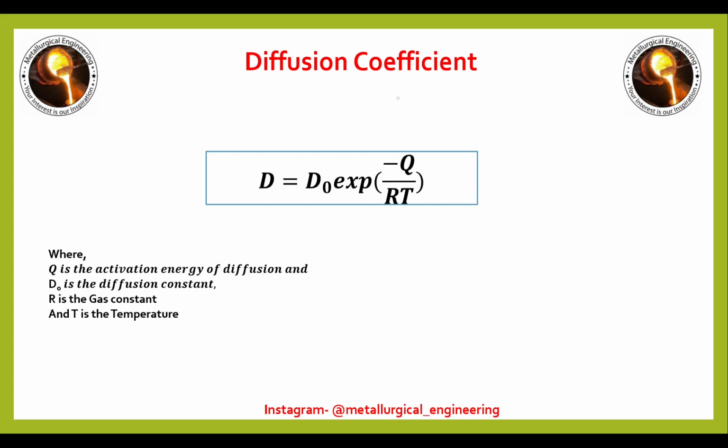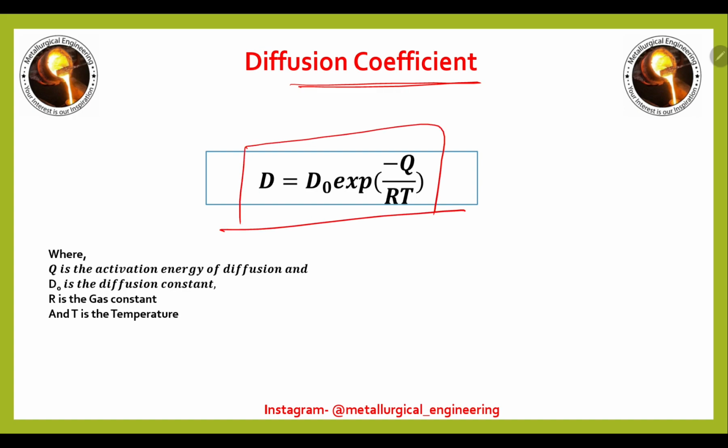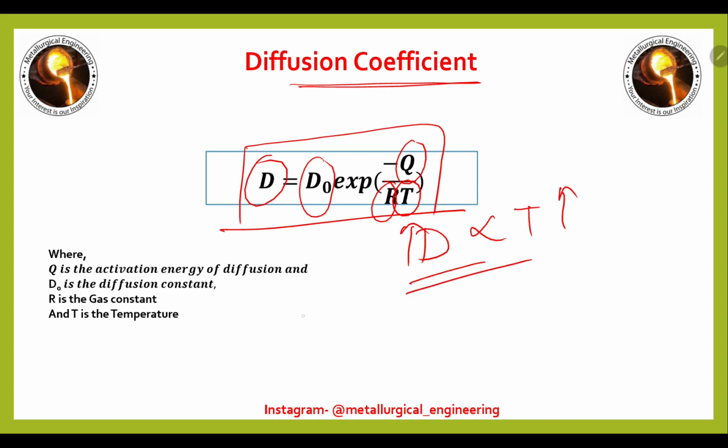One more formula from diffusion, that is the diffusion coefficient. D is equal to D naught exponential of minus Q by RT, where Q is the activation energy, R is the gas constant, T is the temperature, D naught is the pre-exponential factor, and D is the diffusivity. Diffusivity is directly proportional to the temperature. As we increase the temperature, diffusivity will be more, and D and D naught both have the same unit, meter square per second.